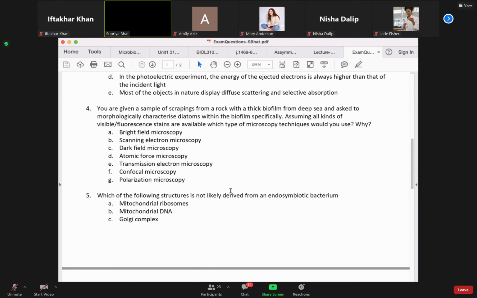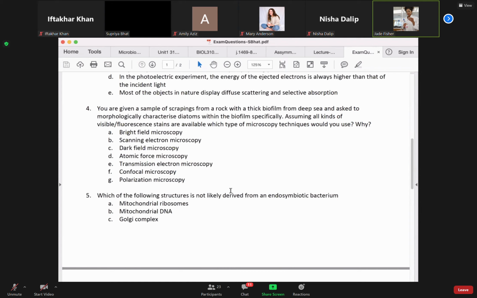So question 5, which of the following structures is not likely derived from an endosymbiotic bacterium? The correct answer would be if you answered Golgi complex or plasma membrane, which most of you did get correct. Sorry, so before that, that was fairly straightforward. Sorry to cut you off.